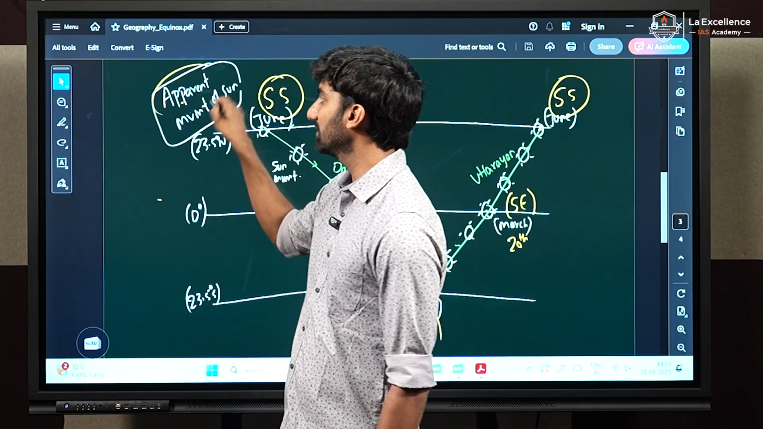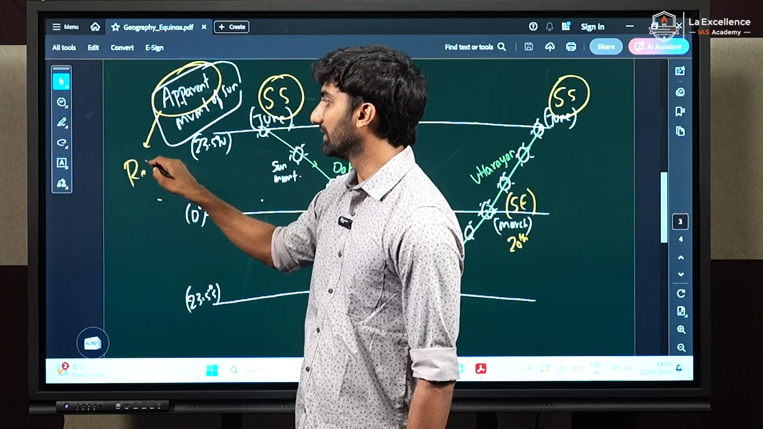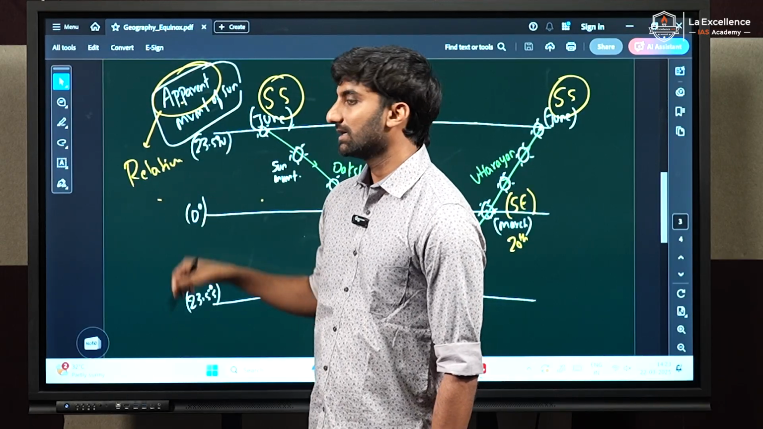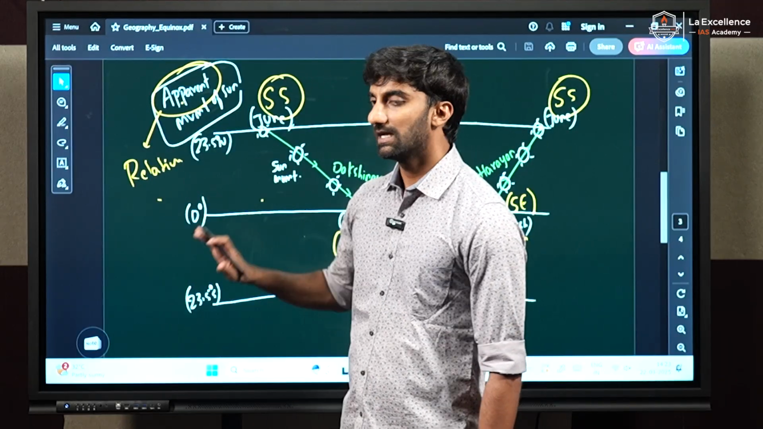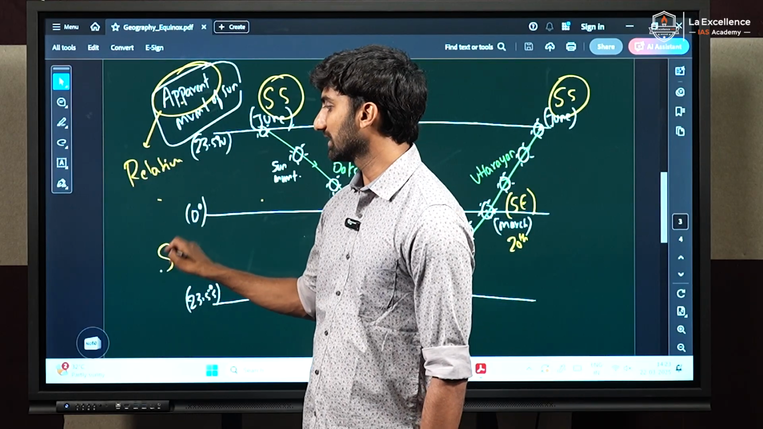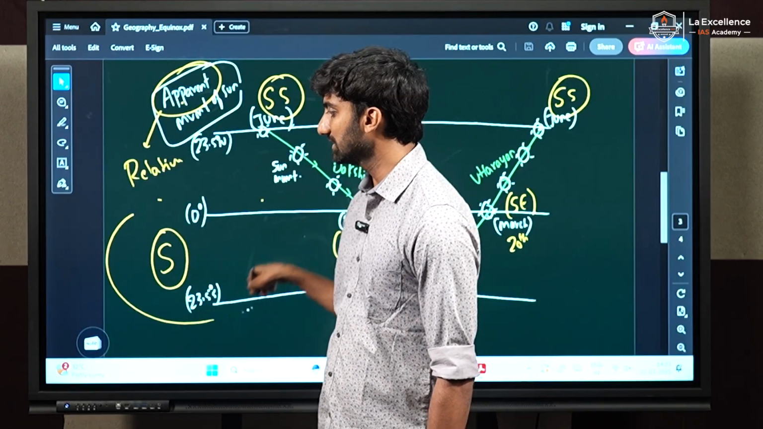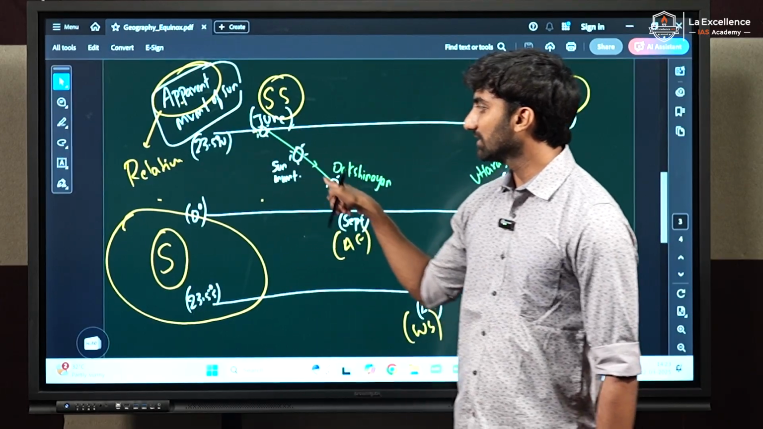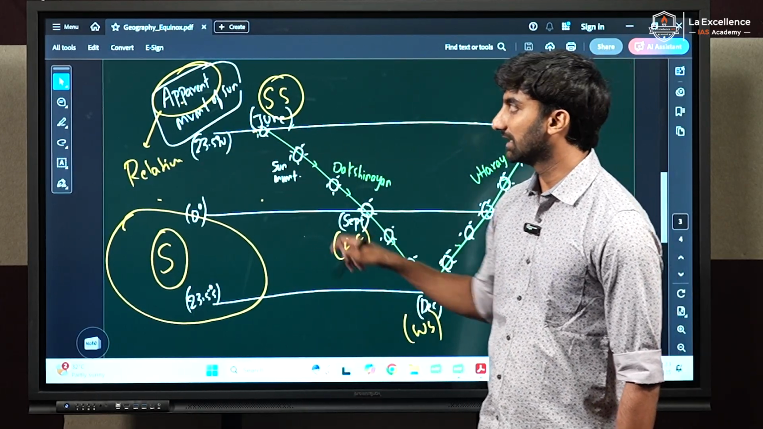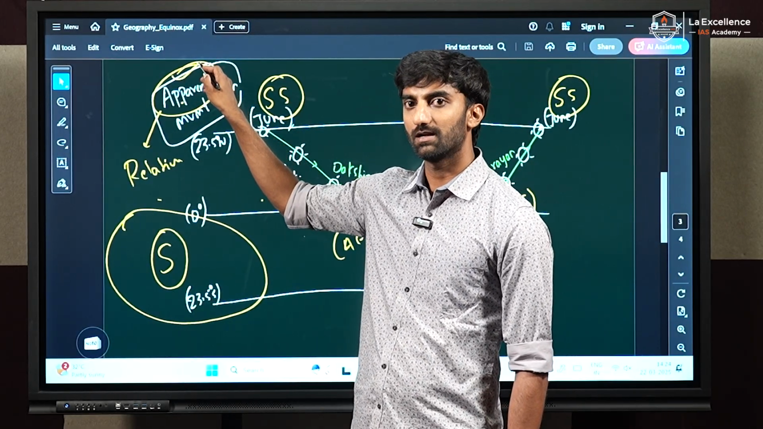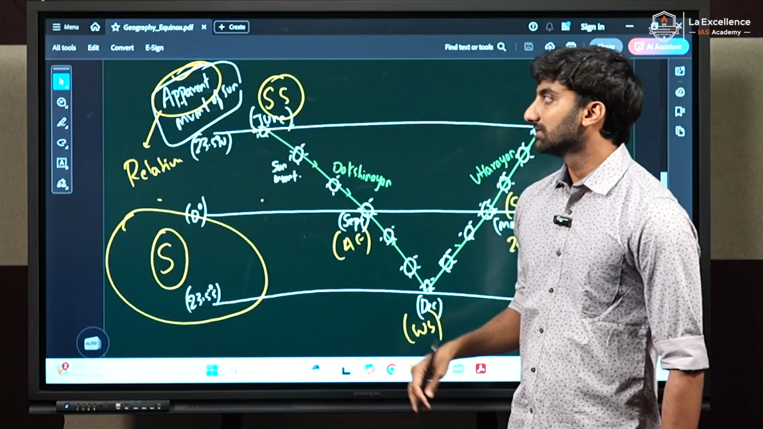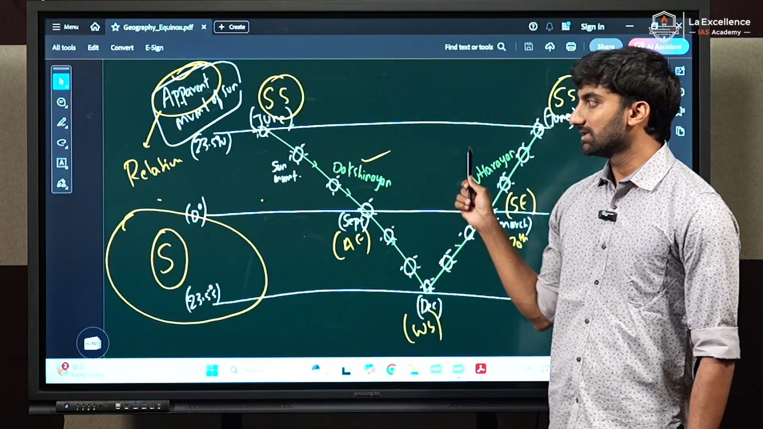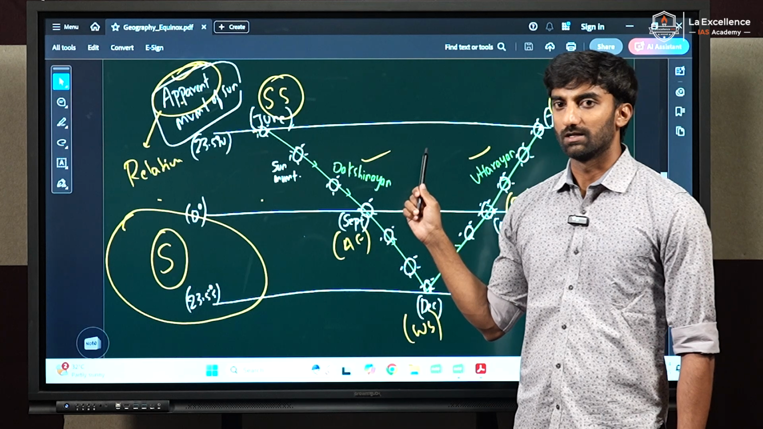This word apparent means relative movement of sun. We have already seen, as per heliocentric theory, sun is not moving. Position of sun is fixed in solar system. Earth is revolving around the sun. But we feel that the sun is moving with respect to position of earth. That is why we are using this term apparent movement of sun. So related to revolution, apparent movement, Dakshinayan and Uttarayan, these terms are important.